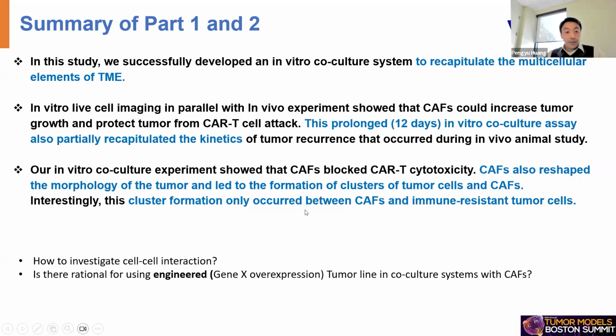So, coming down to here, we show the tumor makes clusters, but we don't know why. Investigating the cell-cell interaction based just on clusters is hard to quantify, so we need a better method. We thought about that. Also, most people, I think, don't want to use overexpression or engineered cell lines. They want natural cell lines, right? So I'm going to talk about why I'm using the engineered cell line here.